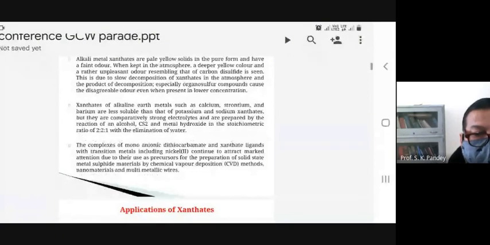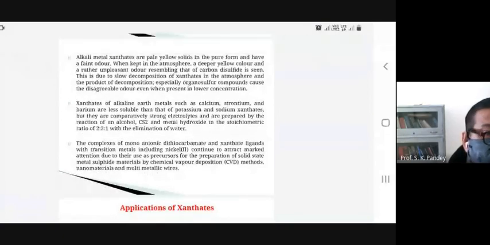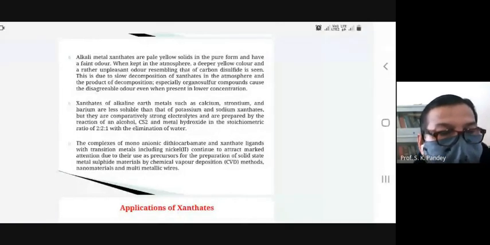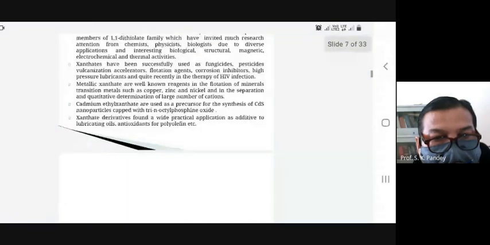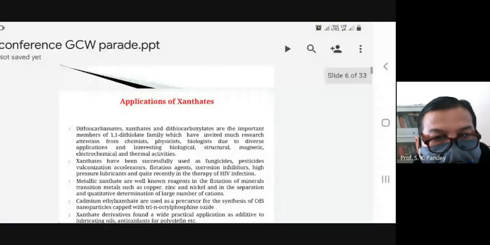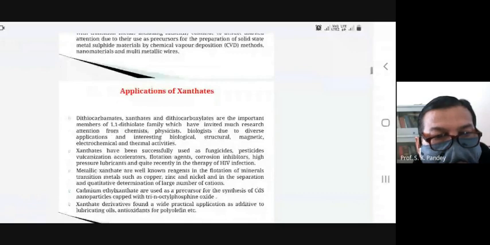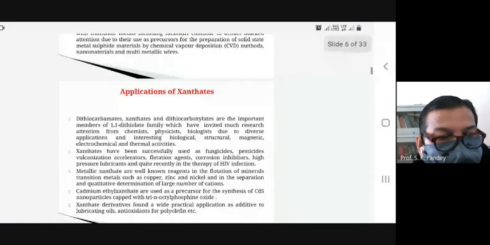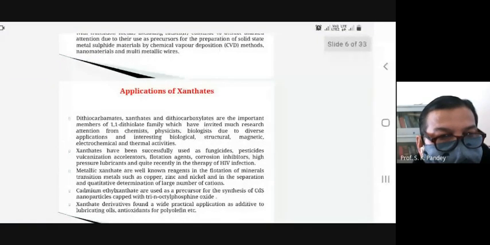The complexes of monoanionic dithiocarbamate and xanthate ligands with transition metals, including nickel, continue to attract attention due to their use as precursors for the preparation of solid state metal sulfide materials. Again, xanthates have wide applications. They are mainly used as fungicides, pesticides, vulcanization accelerators, flotation agents, corrosion inhibitors, high pressure lubricants, and they are also used in the therapy of HIV infection.